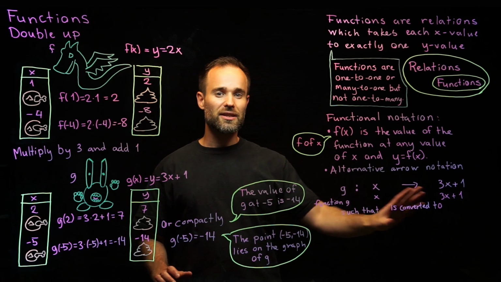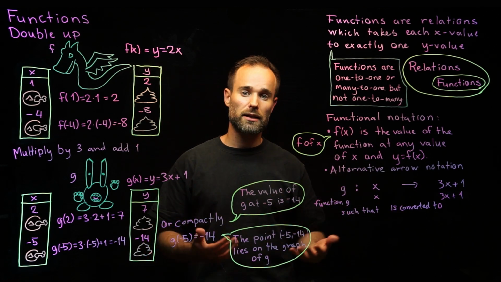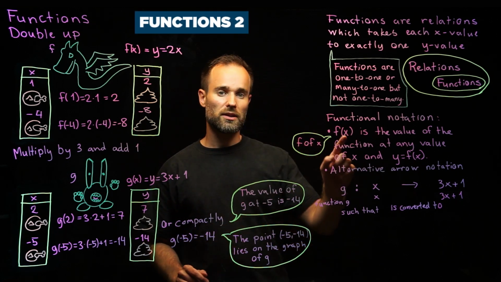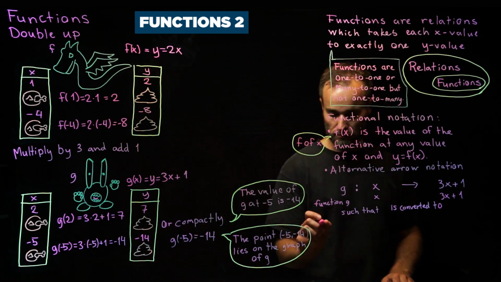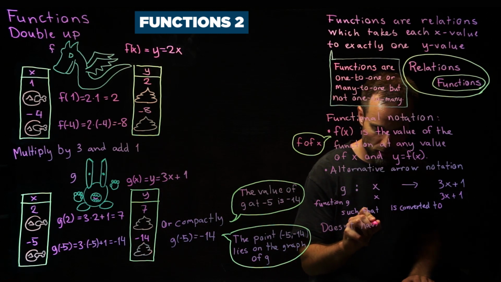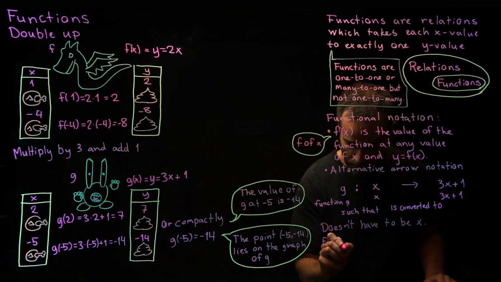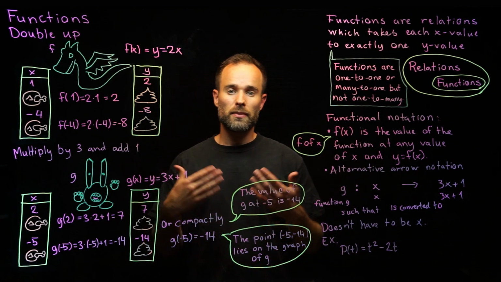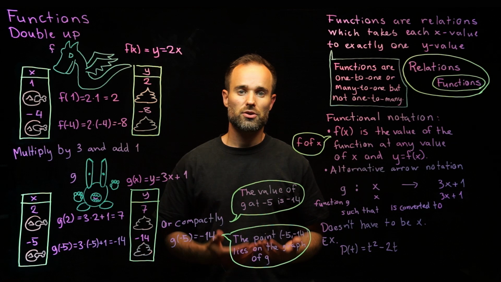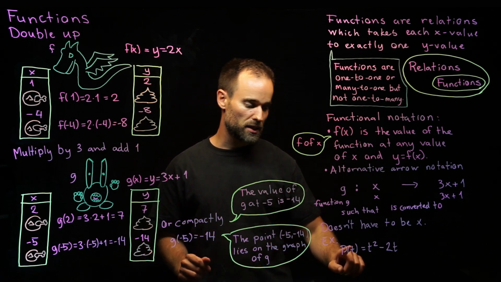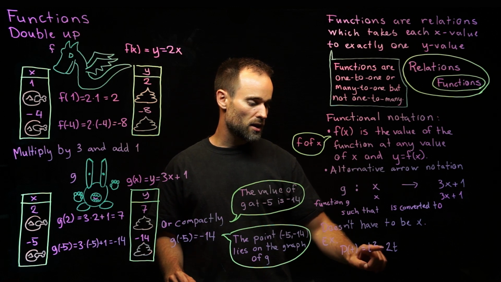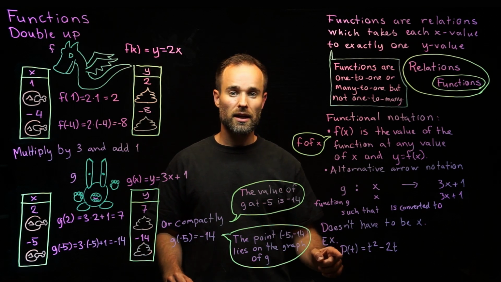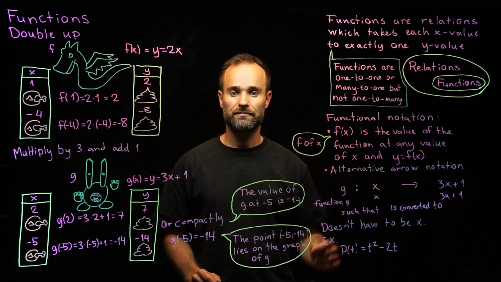Alright, let's leave this for now. I'm going to talk more about the domain and range of functions in another video. And from now on, we're going to stick with the functional notation. Finally, you may use whatever variable you wish to define a function. For example, p of t equals t squared minus 2t, where the function is called capital P and the variable is lowercase t.